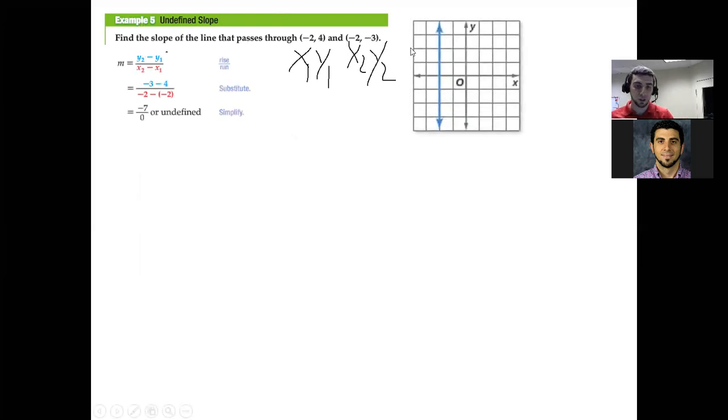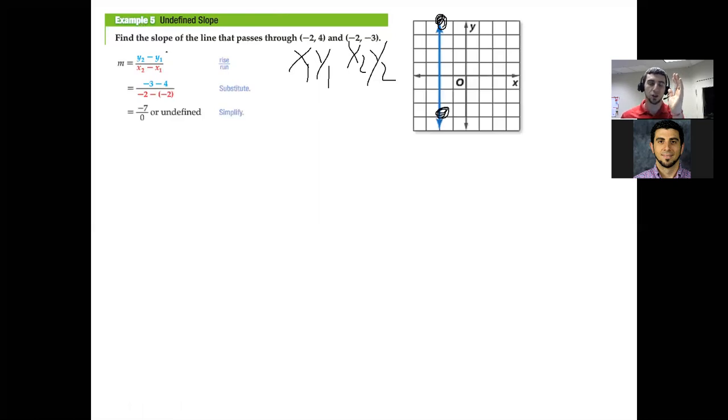If you graph these 2 points, you would have -2, 4, and -2, -3. They're directly above one another, so it's going to have a vertical line. A vertical line has an undefined slope. Now, it's not rising, it's not falling, it's not flat, it's just straight up and down.